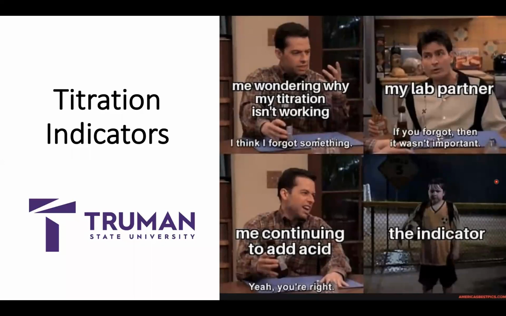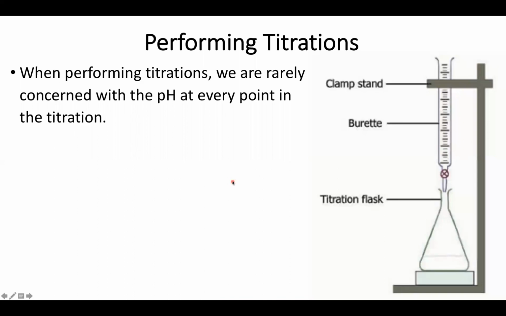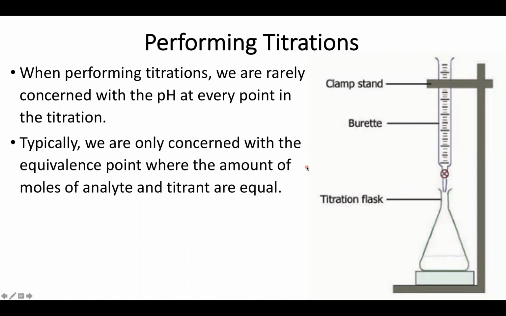So today we're going to be talking about that ever important but all too often forgotten part of a titration, the chemical indicator. Whenever you're performing a titration, it turns out that most of the time we're not exactly concerned with the pH at every point in the titration. Usually we're only ever concerned about one single point, and that's essentially the equivalence point.